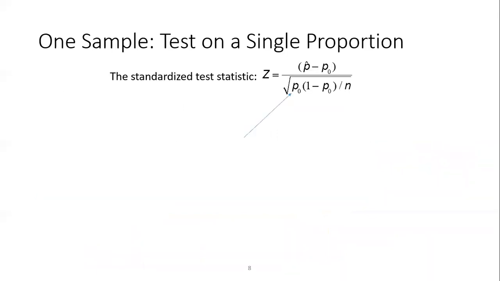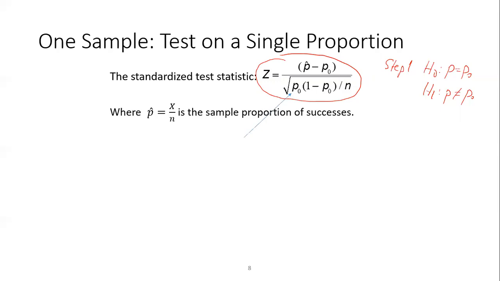So let's talk about hypothesis testing. This is my test statistic: P hat minus P0 divided by the square root of P0 times 1 minus P0 over n. Step 1 says H0: P equals P0, some value, and H1: P is not equal to P0. Of course, you can make two-sided or one-sided tests, but for now let's stick to the two-sided test in order to understand the whole procedure well.